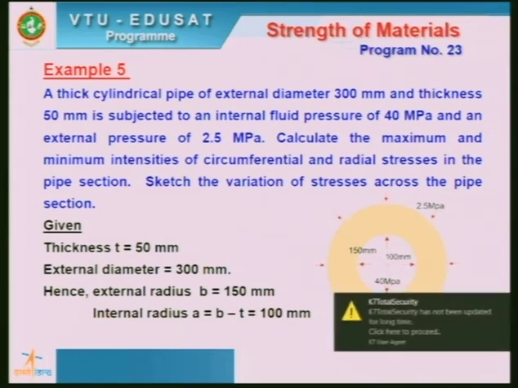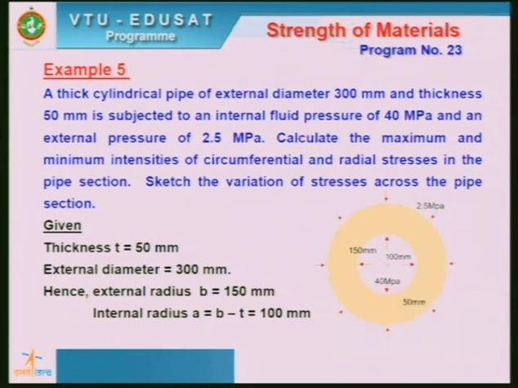So, if the external diameter is 300 mm, you can easily understand that the external radius is half of that, which is 150 millimeters. Since the thickness has been given, if we deduct the thickness from the external radius, you get the internal radius, which in this particular case is 100 mm. As you can clearly see on the screen, for this pipe the internal radius, small a, is 100 mm and the outer radius is 150 millimeters.